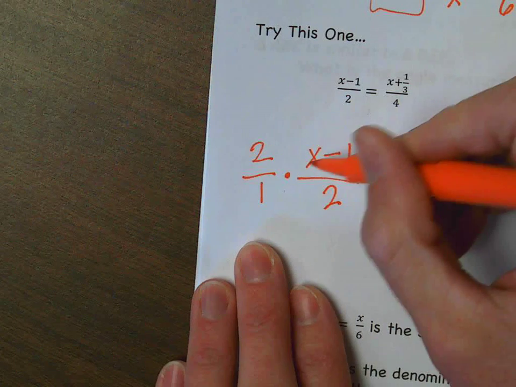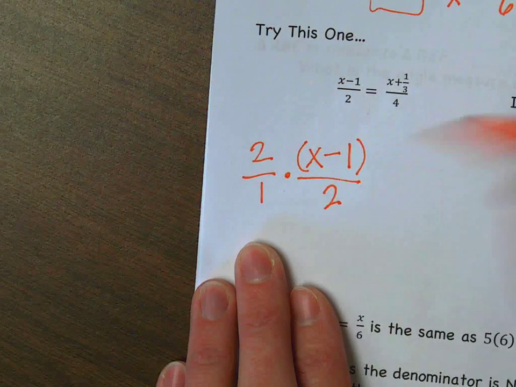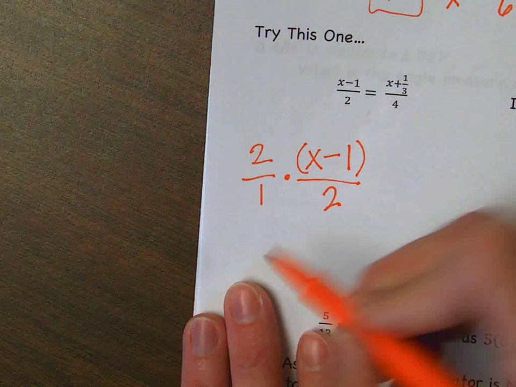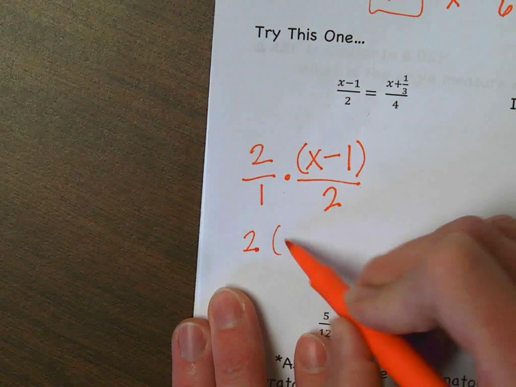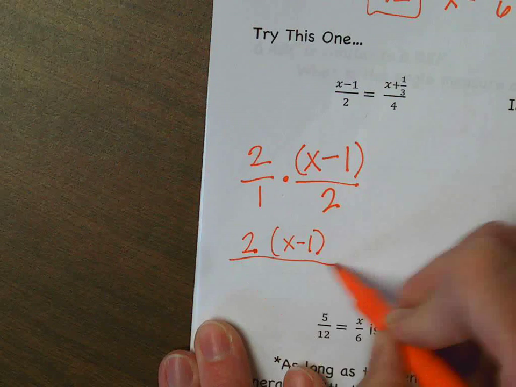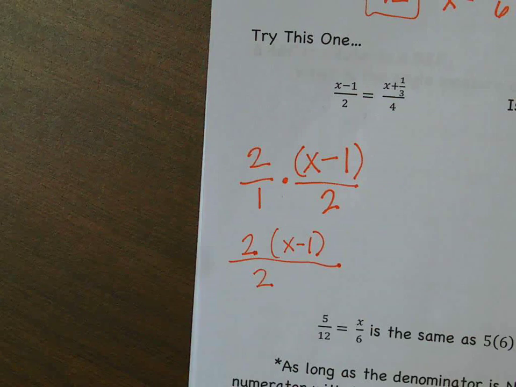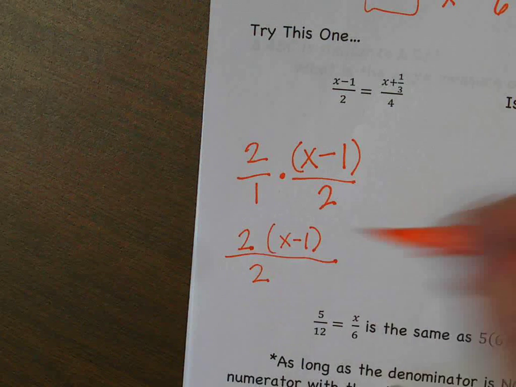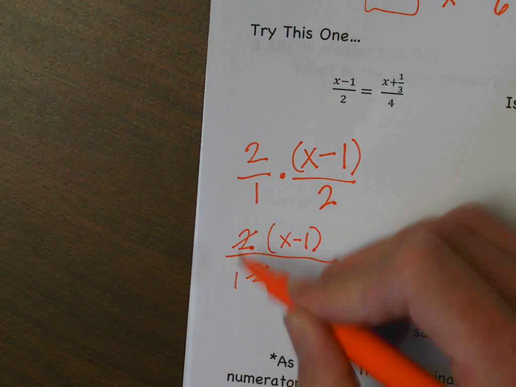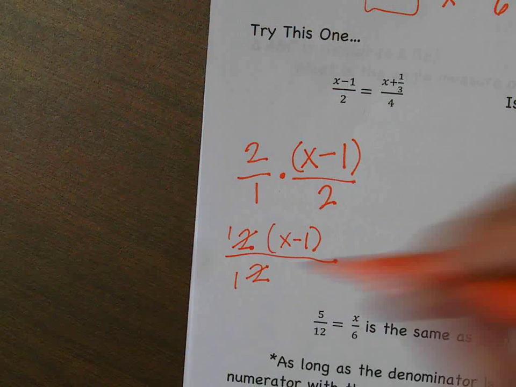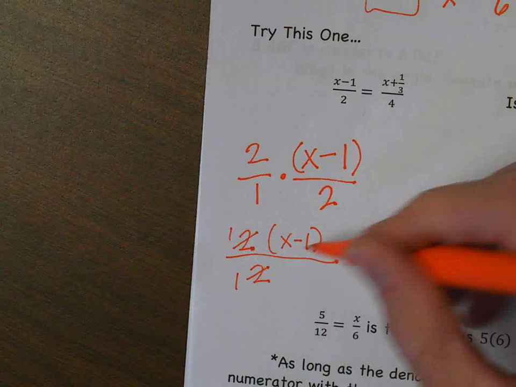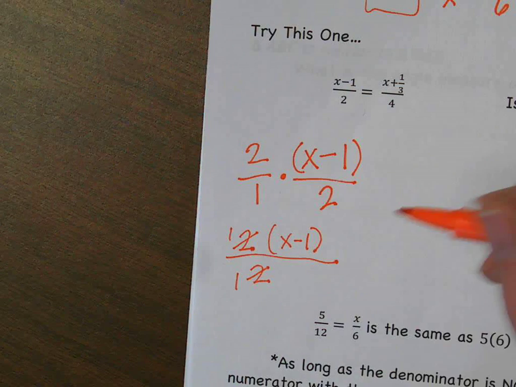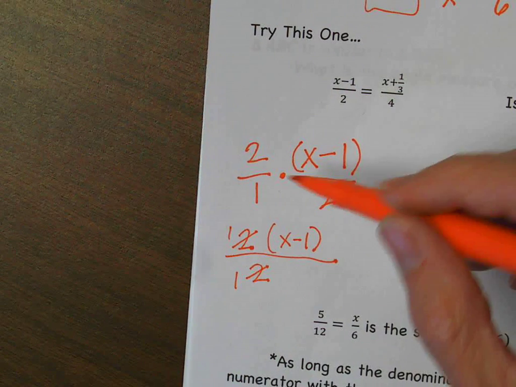Are you ready? So we have 2 times all of this, and then we have 1 times this. But the thing that we know is that if we have 2 times all of this, divided by 2, then before we have to distribute it out, we can simplify the 2's. So 2 divided by 2 is 1, and 2 divided by 2 is 1, so I'm left with 1. What is 1 times x minus 1? X minus 1 divided by 1 is x minus 1.